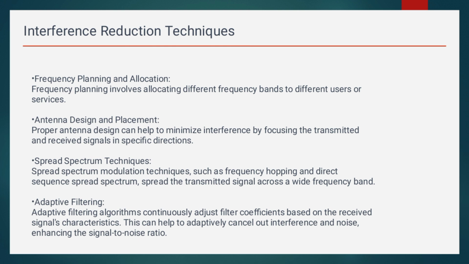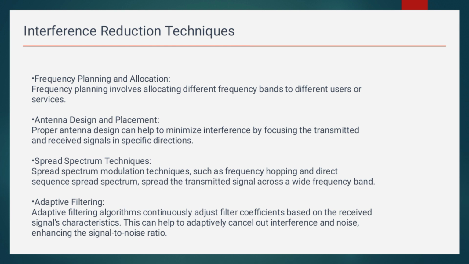The fourth technique is adaptive filtering. The adaptive filtering algorithm continuously adjusts filter coefficients based on the received signal's characteristics. This can help to adaptively cancel out interference and also in some cases noise, enhancing the signal-to-noise ratio.